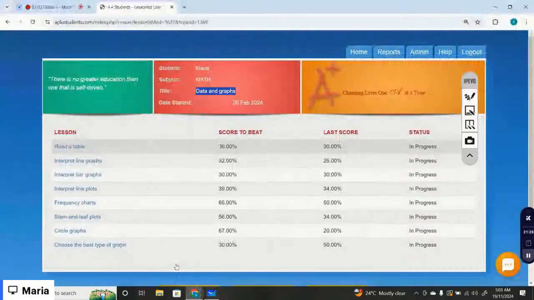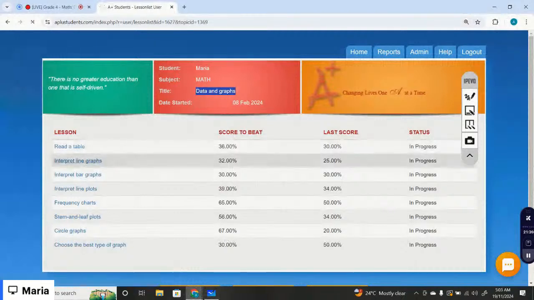Here I'm on grade 4 math. The chapter we are on right now is data and graphs. Let's just start with the lesson that is interpret line graphs.